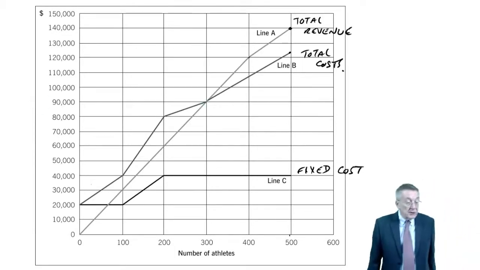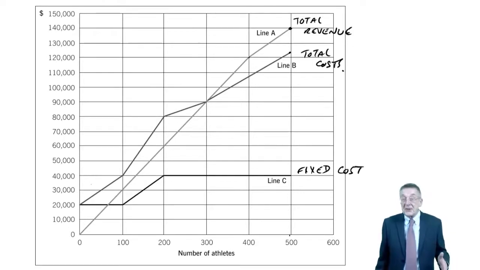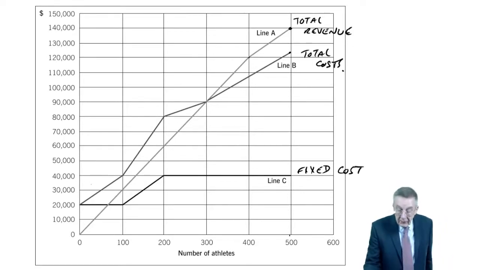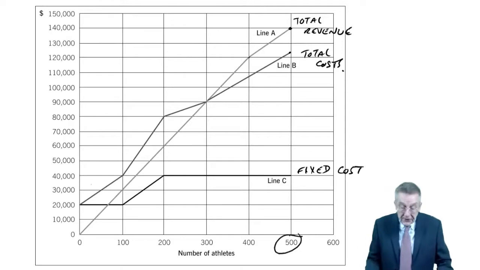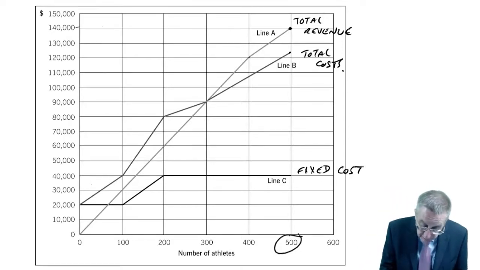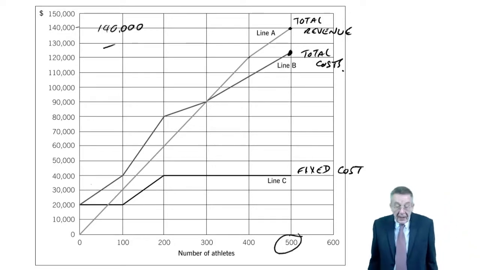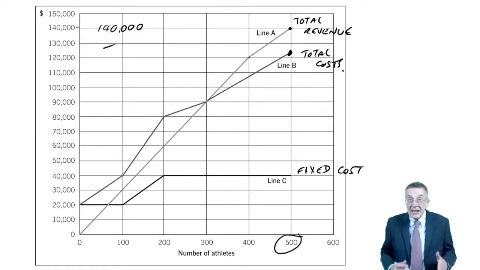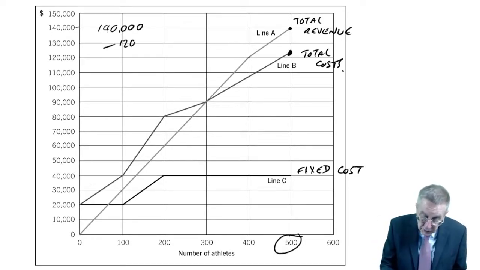What about the other bit? Do note she wants two things. Also to estimate to the nearest 10,000, the profit if 500 athletes attend the course. Well, 500 athletes is there. The profit, the difference between total revenue and total costs, the total revenue is 140,000. The total cost for 500, well, it's a little bit over 120,000, but it does say profit to the nearest 10,000. So we don't have to waste any time. To the nearest 10,000, the total costs are 120. And therefore, the profit is 20.